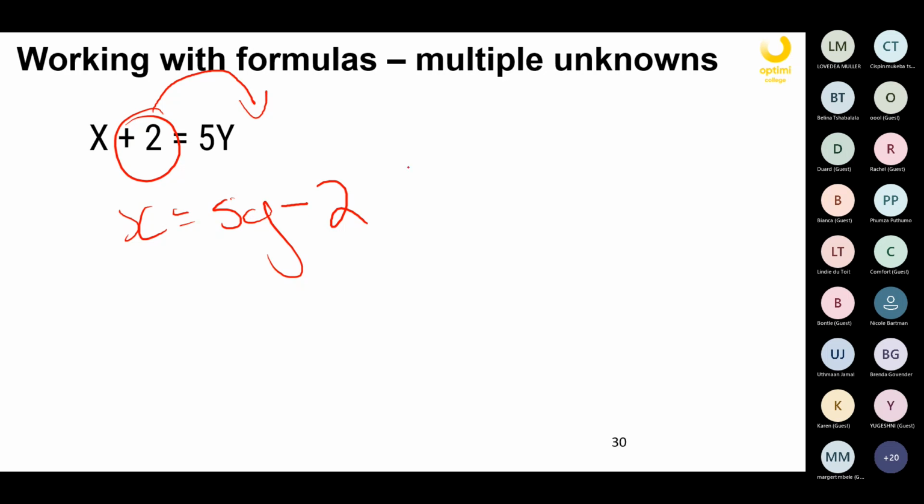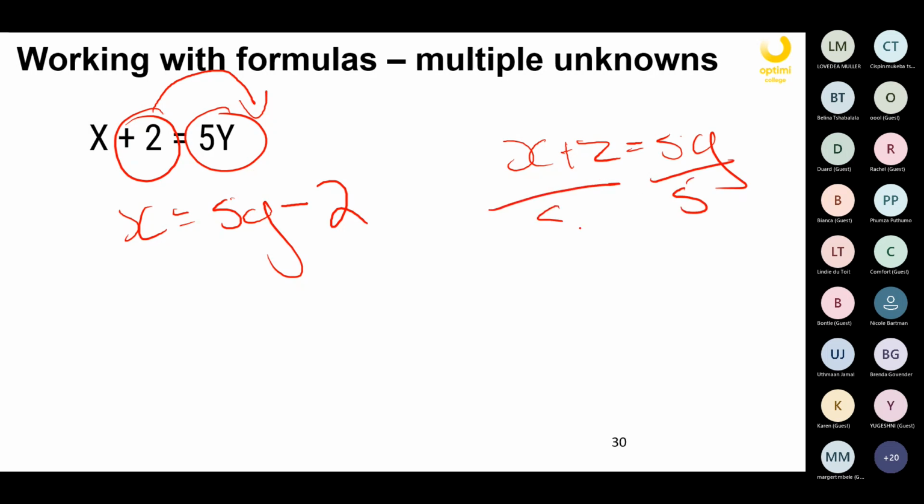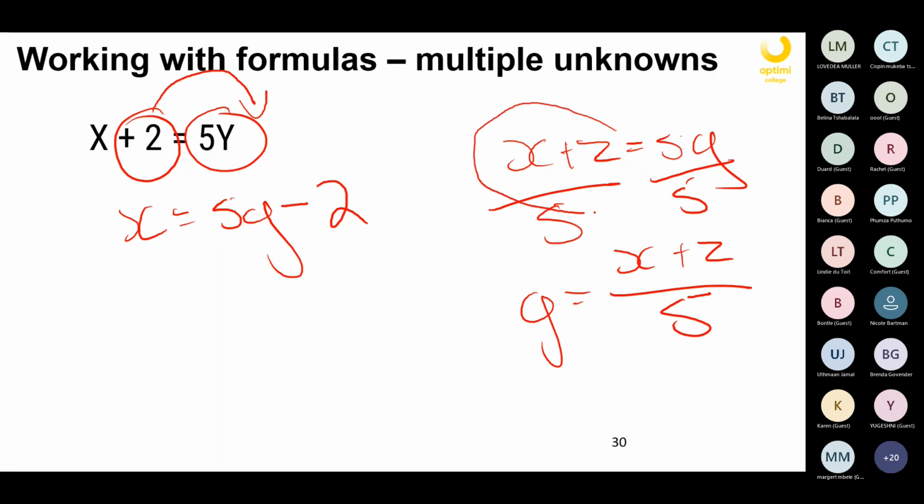If they wanted you to solve y, then I don't like the 5 with the y, so I divide. So I say x plus 2 equals 5y, divide by 5 on both sides, and y becomes x plus 2 over 5. Remember, it is not x over 5 plus 2, it is not x plus 2 over 5 with only part divided, it is the complete left-hand side that has been divided by 5.